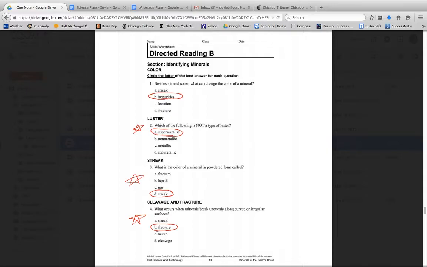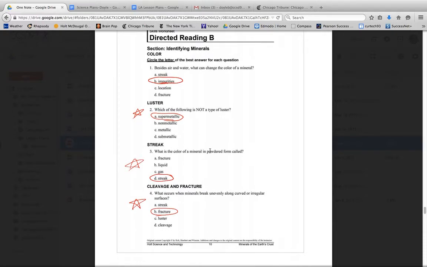Now luster is how the rock reflects light. So if it's shiny or if it's dull. The 3 types of lusters are non-metallic, metallic, and submetallic. So you should have circled supermetallic. That doesn't exist. That's a wrong answer. That's not a type of luster. Now metallic luster means that it looks like a metal. Non-metallic means that it definitely doesn't look like metal. And submetallic means it kind of looks like metal.